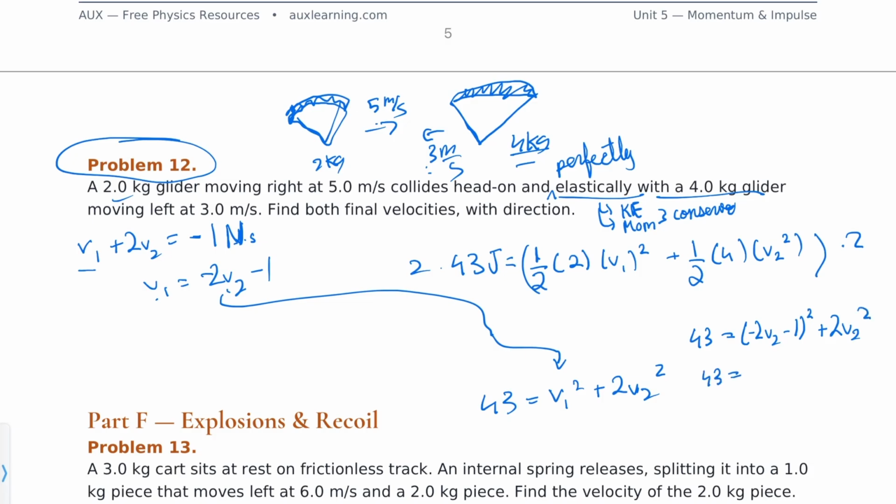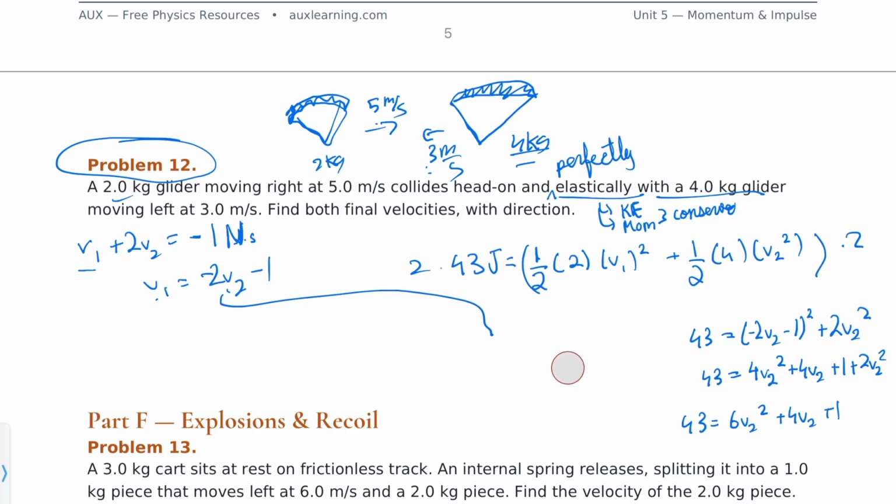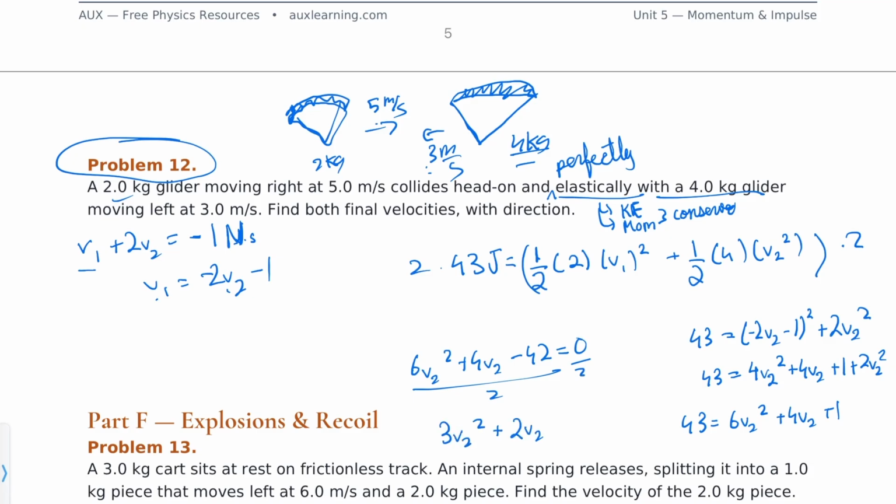43 is equal to, v1 is 4v2 squared plus 4v2 plus 1, plus 2v2 squared. 43 is equal to 6v2 squared plus 4v2 plus 1. And then 6v2 squared plus 4v2 minus 42 is equal to 0. Divide all of them by 2. 3v2 squared plus 2v2 minus 7. Whoops, not 7, that's way off. Minus 21 equals 0.